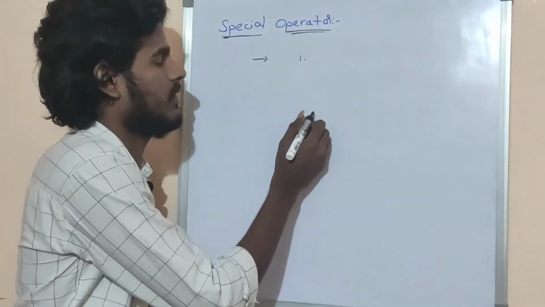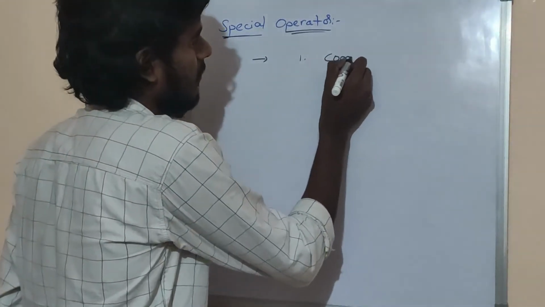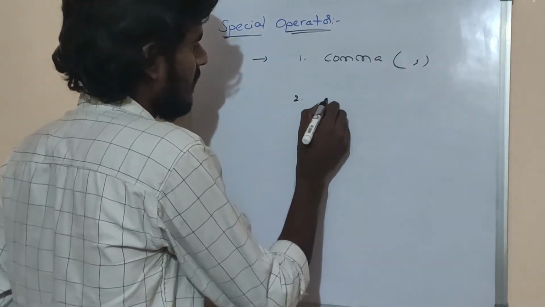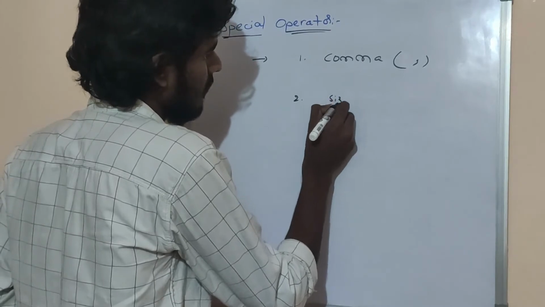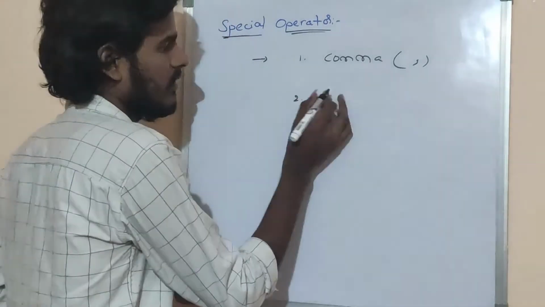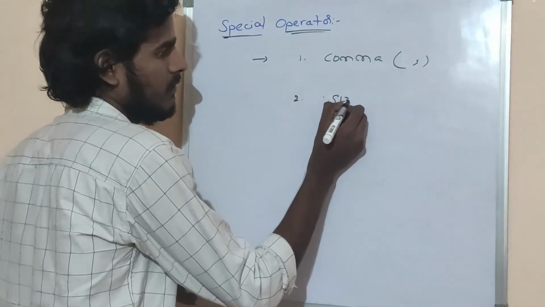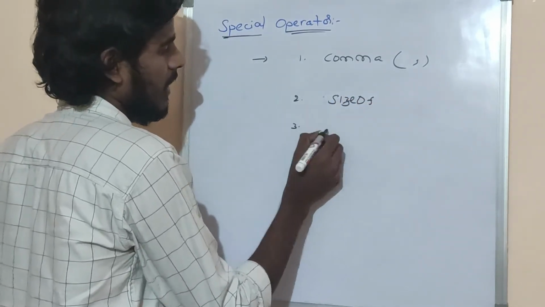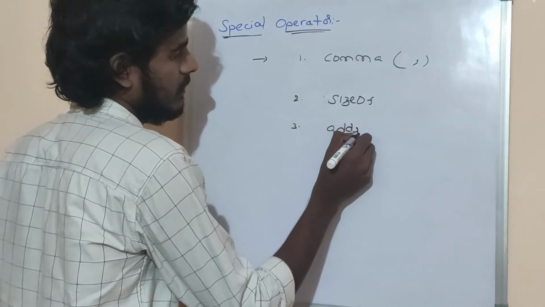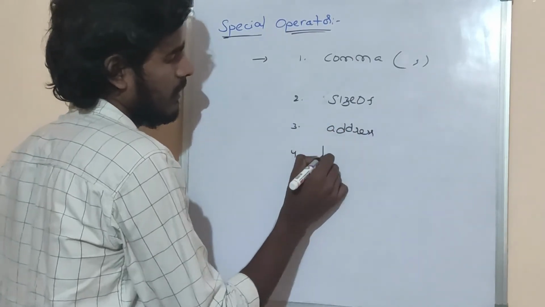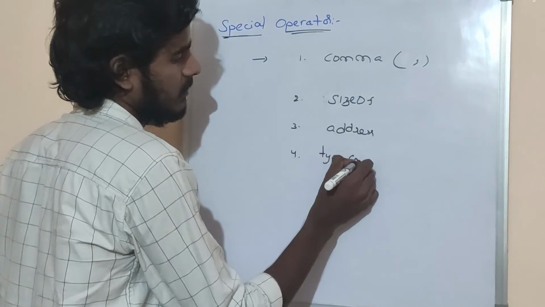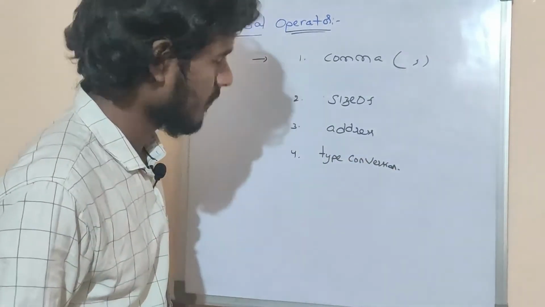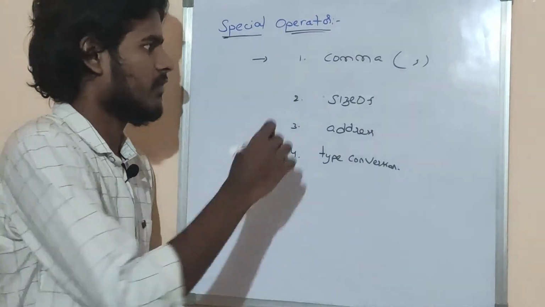Okay, what is the first one? Comma. Second one, size of. Third one, address. Fourth one, type conversion. Okay friends, now we will discuss the first one.